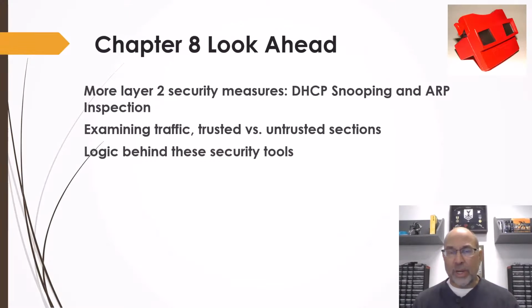All right, our Chapter 8 look ahead. So we're dealing with more Layer 2 security measures, right? We just got done talking about security architectures and then port security. And now we're going to deal with DHCP snooping and ARP inspection. This is why it's good to go over these topics again. And I'll add links to DHCP and ARP operation in the show notes.